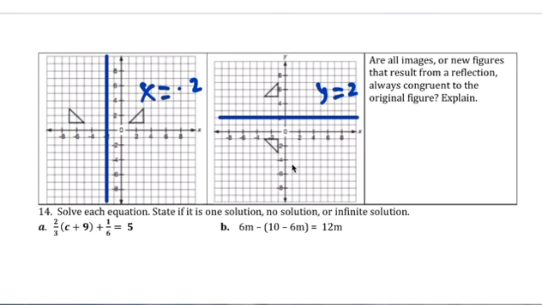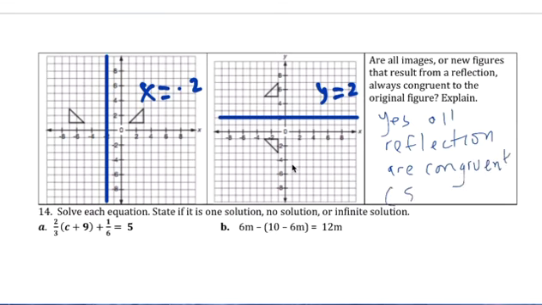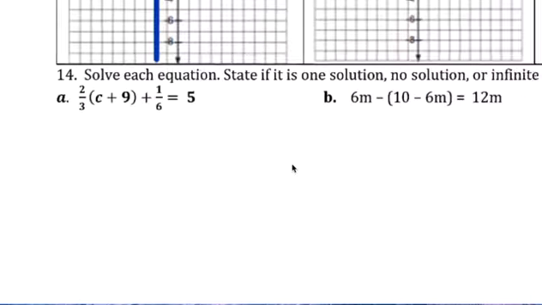Yes, it's always congruent. Congruent means the same. Yes, all reflections are congruent. Means the same. Nothing changes. Okay, solve these.